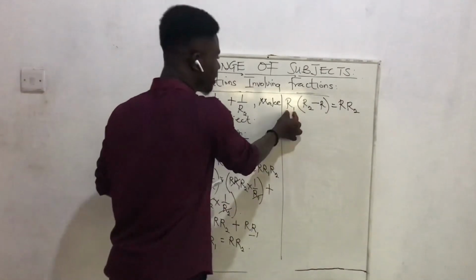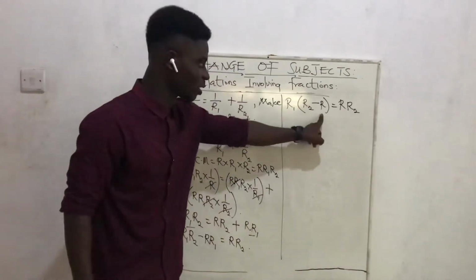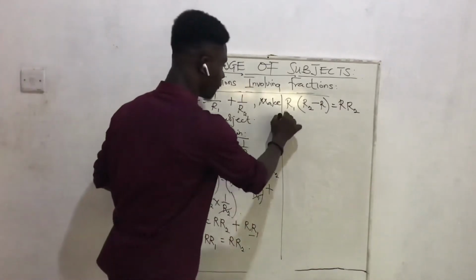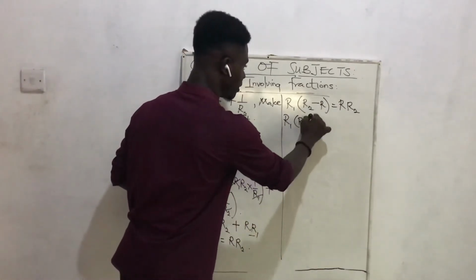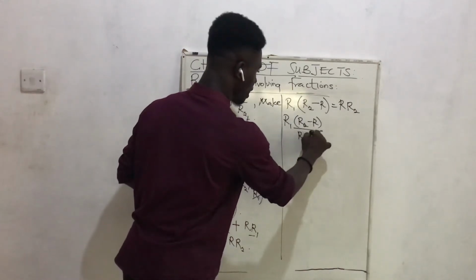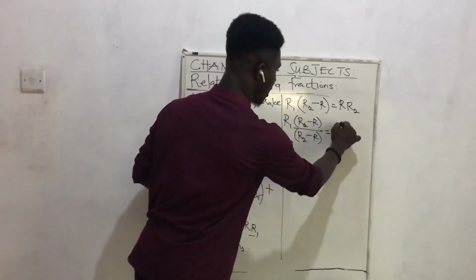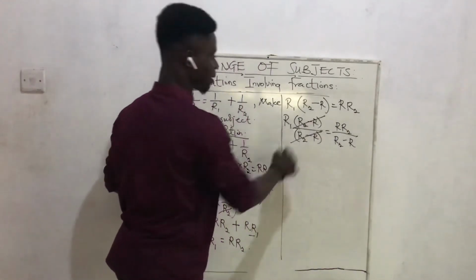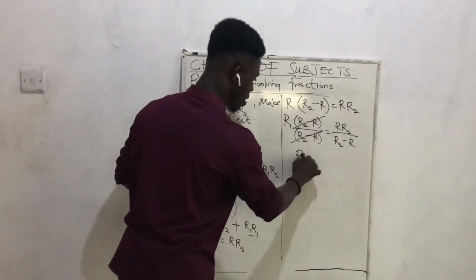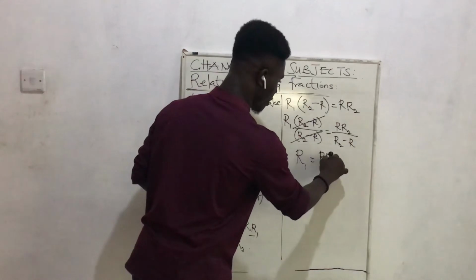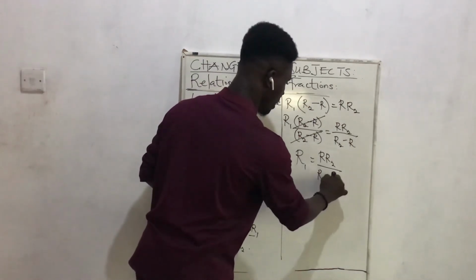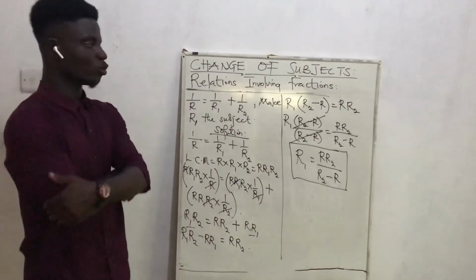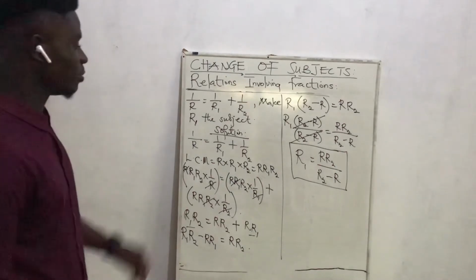So now we want R1. Since R1 is multiplying this expression, R2 minus R, we cannot separate them except by dividing. So I have R1 times R2 minus R, all over R2 minus R, equals R2 all over R2 minus R. So this one cancels, right? So I have R1, which is equal to R2 all over R2 minus R. So that's R1 the subject. That's how to make R1 the subject.